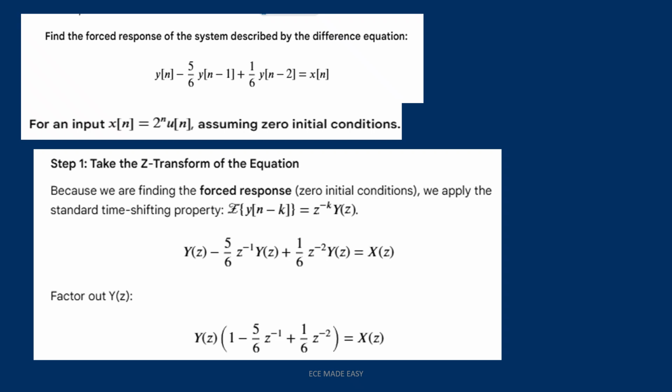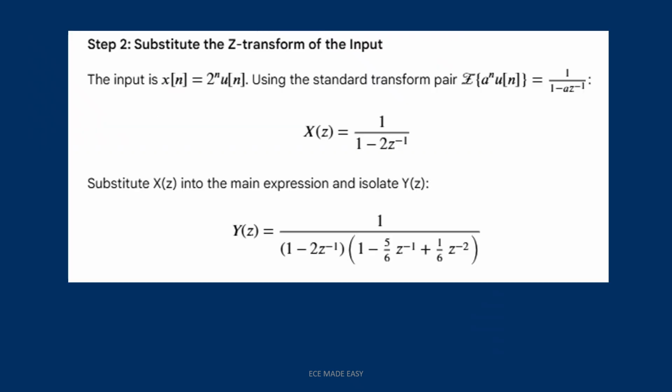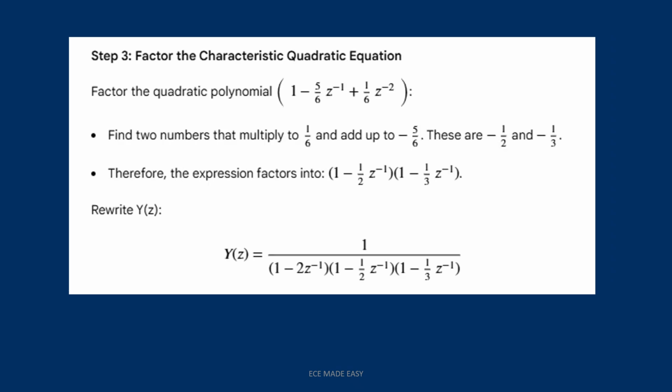Now the process is the same. First step is taking the z transform on both sides, then taking y of z on the left hand side and the remaining thing on the right hand side. We will get y of z and the remaining thing on the right hand side. Then substitute x of z. You know that the z transform of 2 to the power n u of n will be 1 divided by 1 minus 2 z inverse. Then substitute. Then we can find the roots of this denominator.